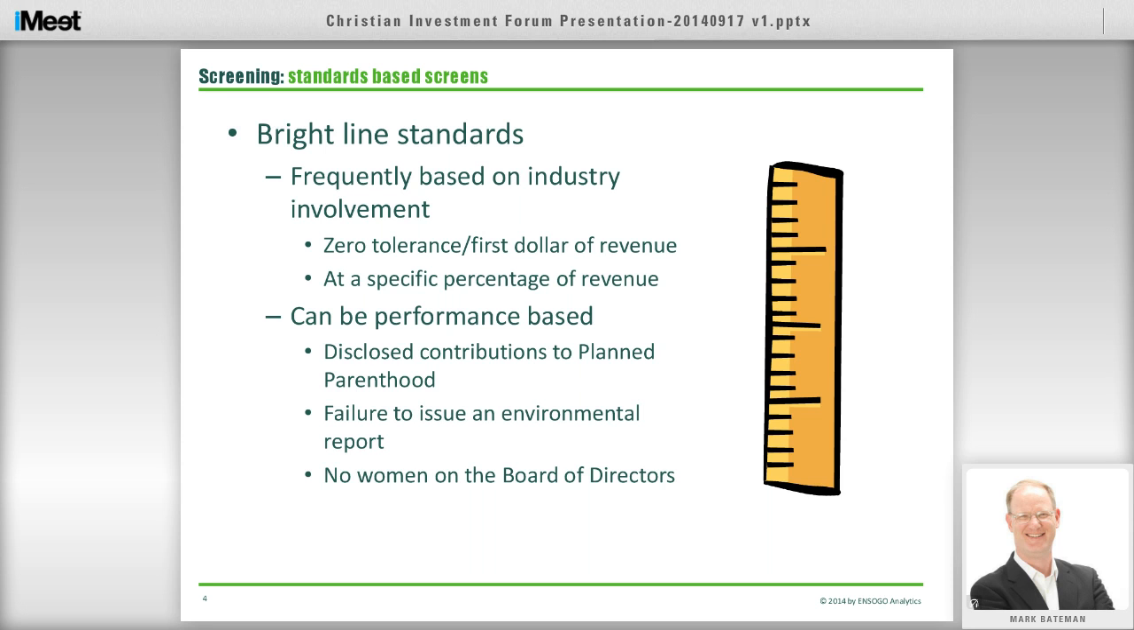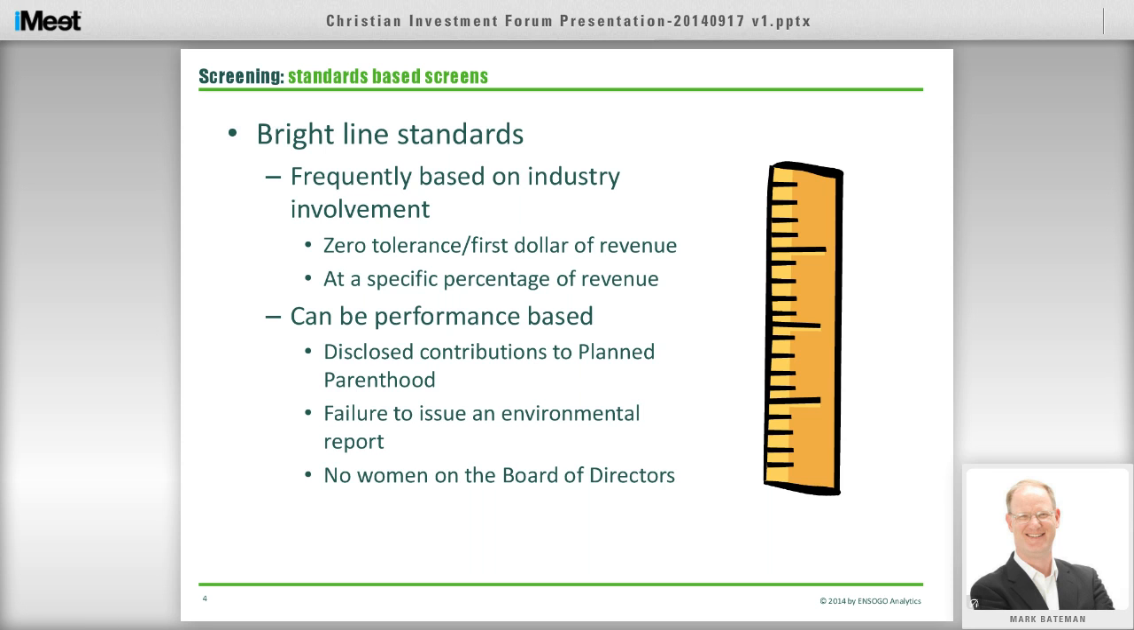At least theoretically, when you have a bright line standard within a given universe of companies, every company could theoretically fail that bright line standard, or every company could be acceptable when compared to that bright line standard. It's a standard, so there's no comparison of companies to one another. It's just they either meet the criteria for exclusion or they don't. Frequently, these standards are set against industry involvement. So is it a tobacco company?